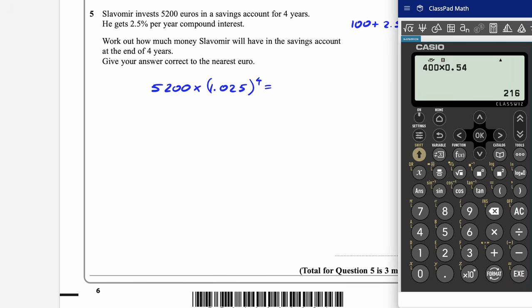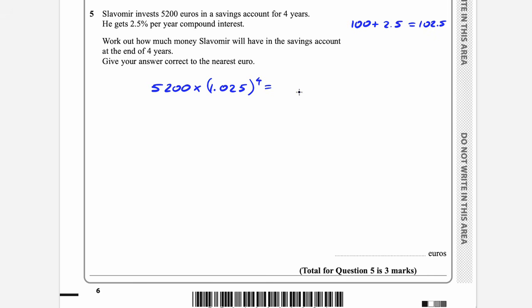This, guys, I will do with my calculator. 5,200 times 1.025 to the power of 4 is 5739.83. To the nearest euro, 5740, because I need to bring that 9 up, and it will give me 5740.